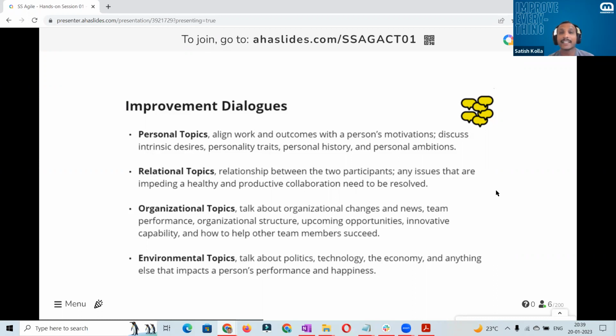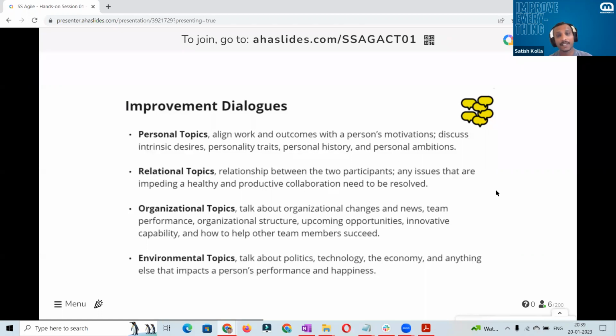So anything and everything can be considered as a personal topic. Second is a relational topic. Relation could be between family, between friends, colleagues. It could be any sort of relation. So if we want to have a conversation regarding that, that will be tagged as a relational topic. The third is organizational topics.